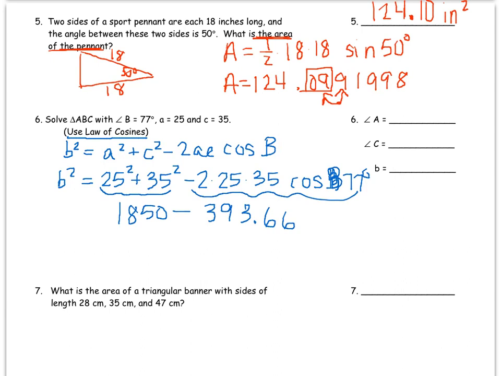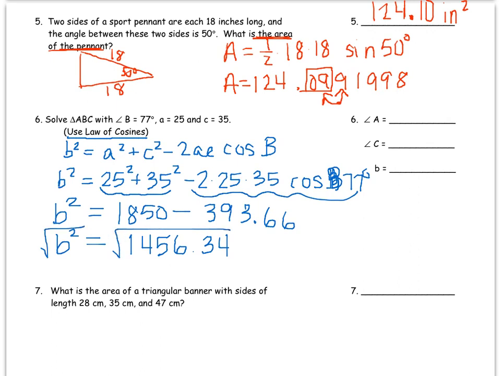So you get 393.66. There's a minus sign in the middle, and that equals my B squared. So to get my B alone, B squared equals, let's subtract those two numbers, 1,850 minus 393.66. That would leave you with 1,456.34. But to get B alone, we have to square root each side.